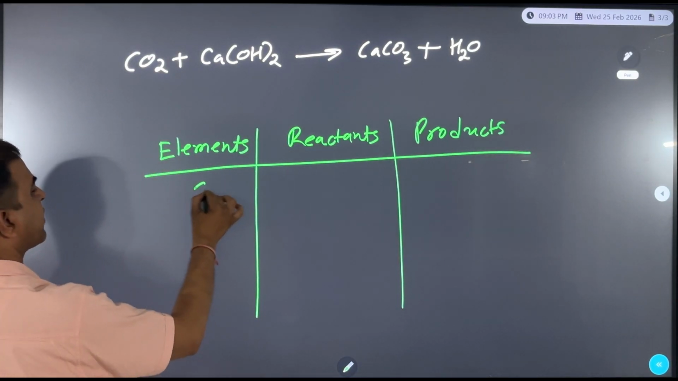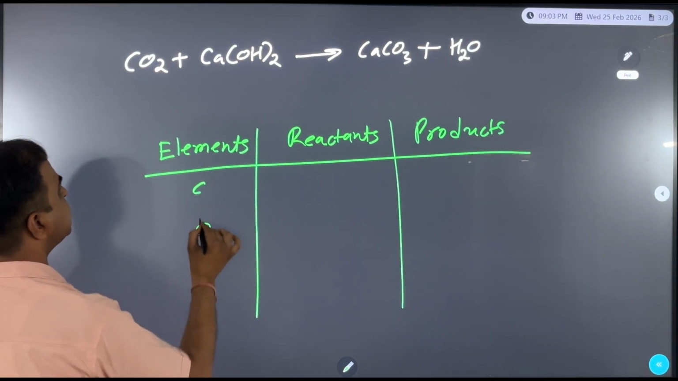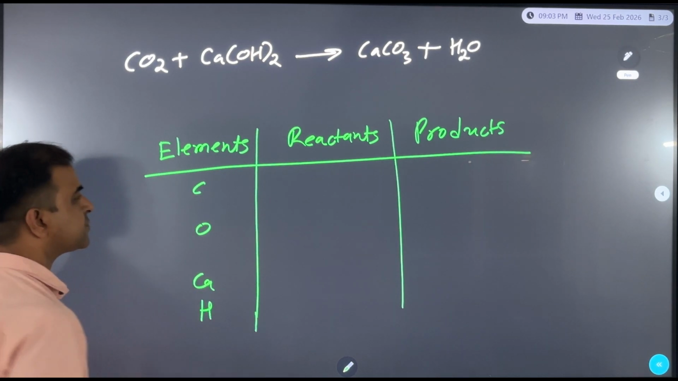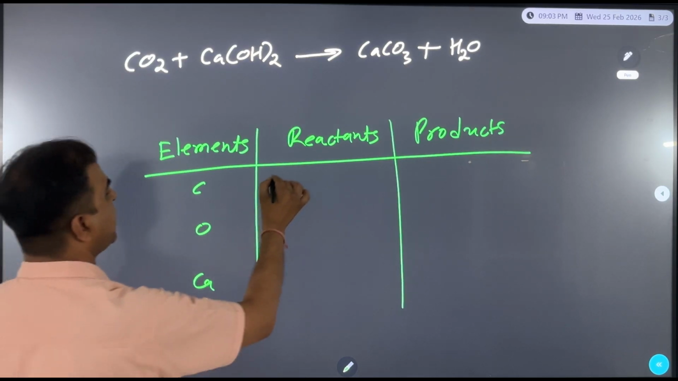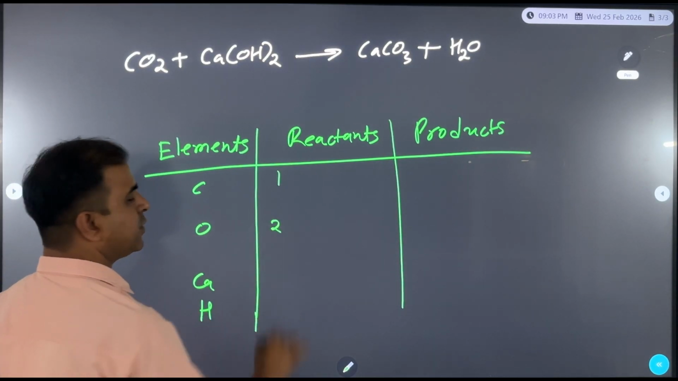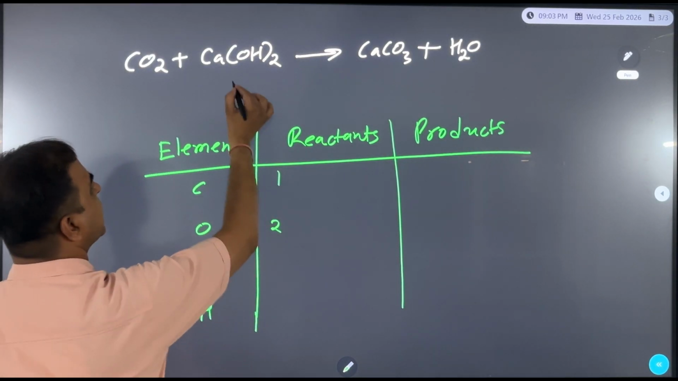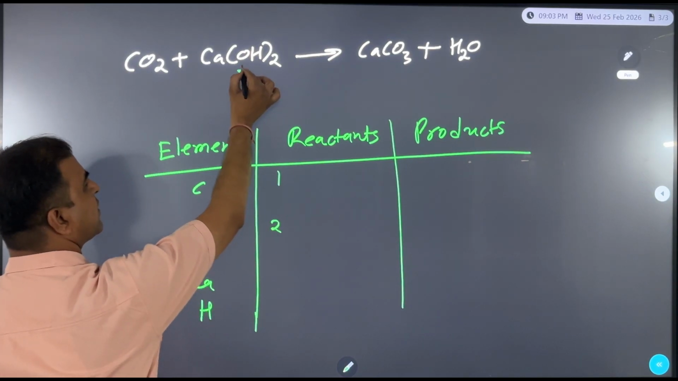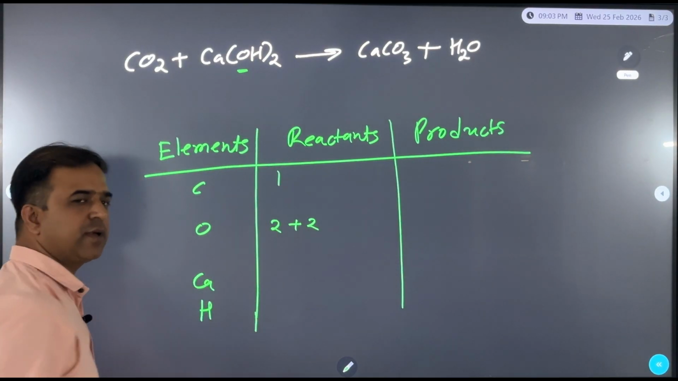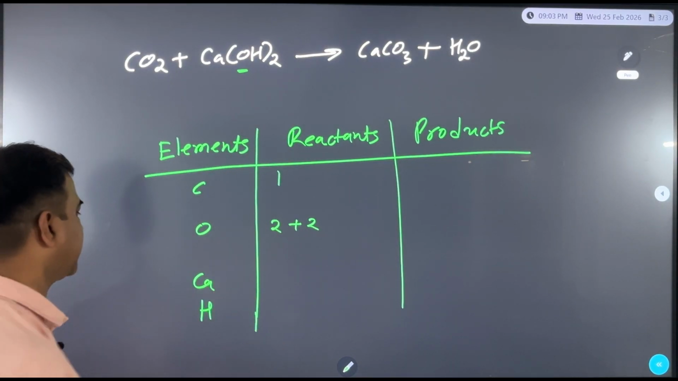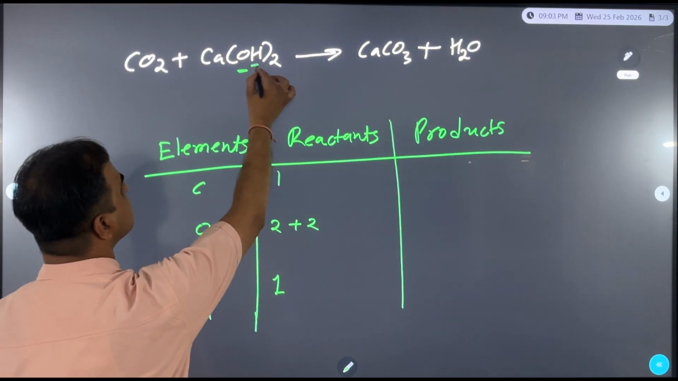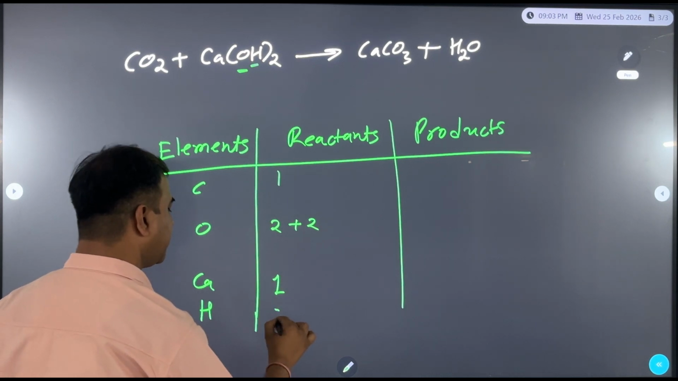So the elements: we have carbon, oxygen, calcium and hydrogen. How many carbons are there? You will say 1 on the reactant side. How many oxygens are there? 2. Remember, you can see this oxygen is also twice, so it is better to write it separately as 2. It helps in balancing. Calcium is 1. Hydrogen is how many times? Since it is in a bracket, that is also 2.